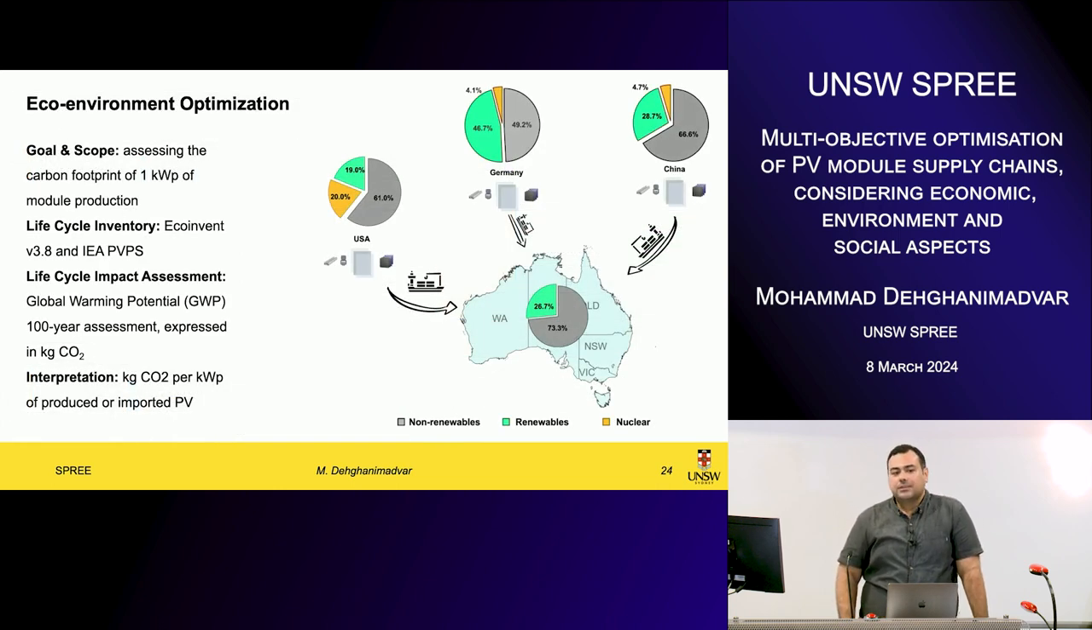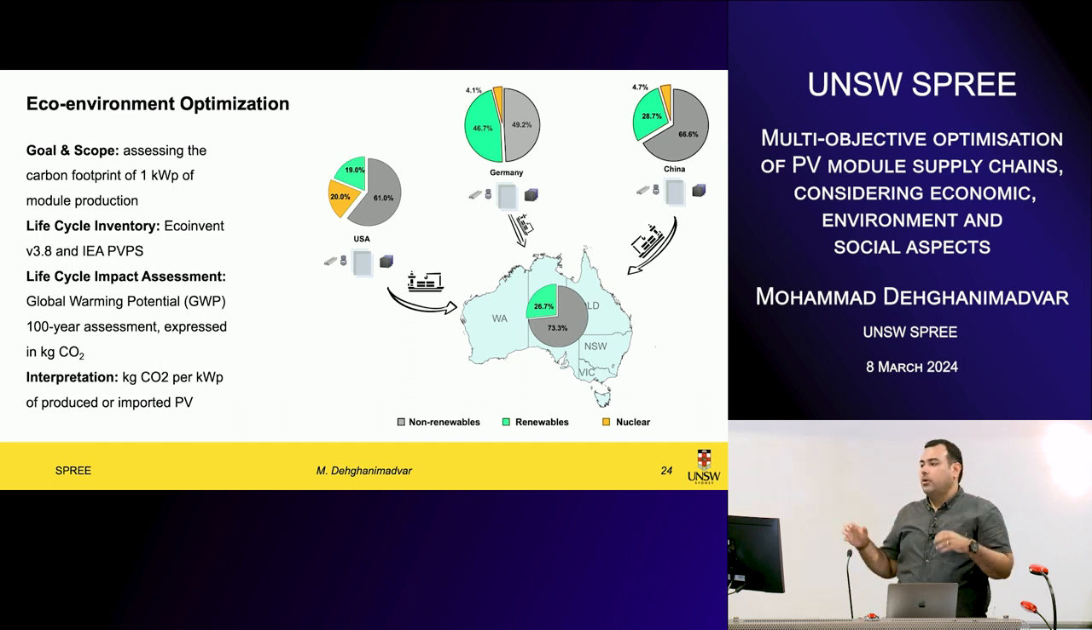This was my first and second question on economic optimization. If we go to the social and environmental front, let's start with environmental impact. We can import material from three different countries, China, Germany, and the US, and they have different electricity mixes. Germany, for example, is greener because its electricity mix is about 47% renewable energy. So what happens if it decides to go green and import everything from China?